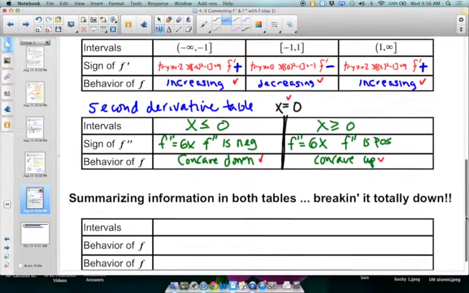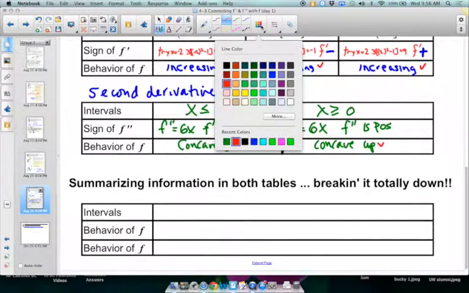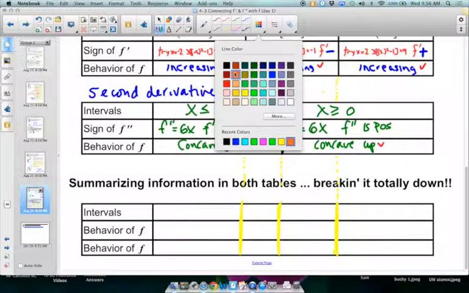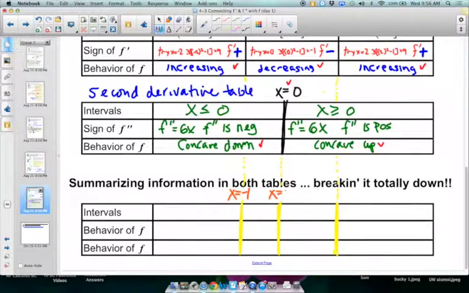So if we transition all of those points down, we use yellow here. We've got an x equals -1. We've got an x equals 0. And we've got an x equals +1. So I've transitioned all those points down. And then I can look at the behaviors. So these behaviors here are just the first derivative test and the second derivative test results.